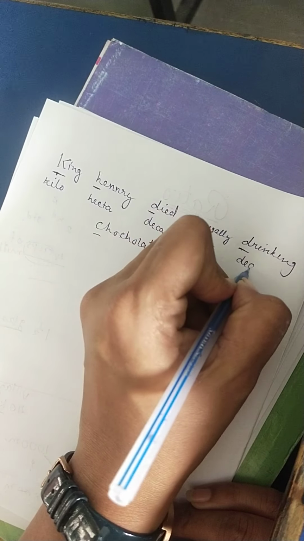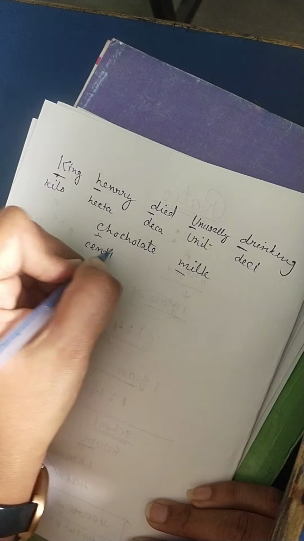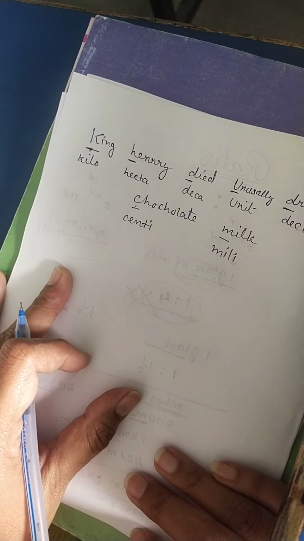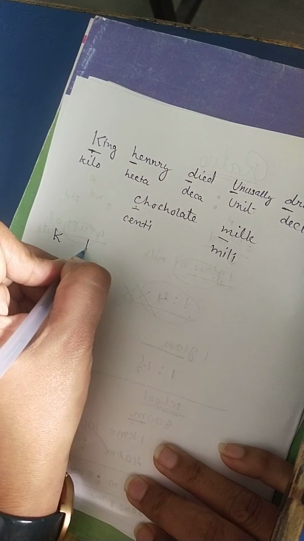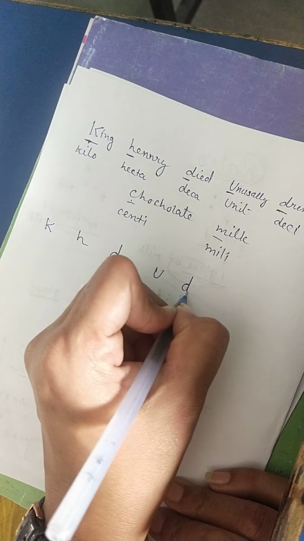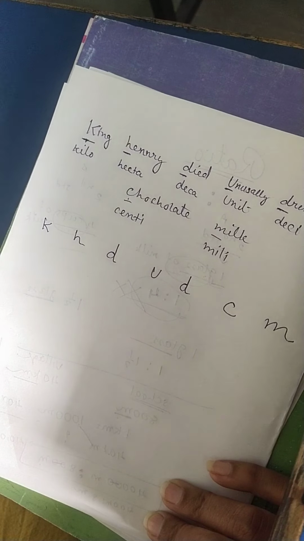Here D means deci, here C means centi, and M means milli. So I am writing this root form: King Henry died unusually drinking chocolate milk. Already we learn these things, students.